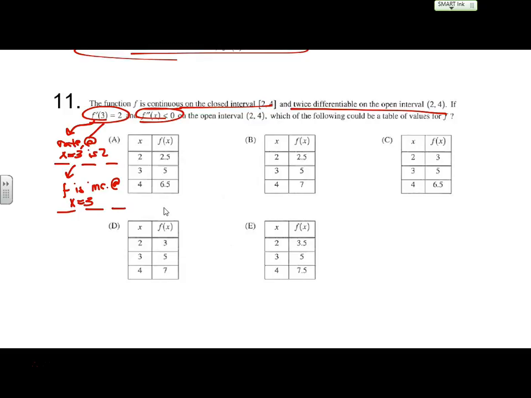What do we know from this F double prime? F is concave down, which means F prime is decreasing, or the rate is decreasing, right? And actually, it says on the interval, so it's not even just to x equals 3. Okay, so we know F is increasing. It's increasing at a slower and slower rate, and at 3, I need to somehow see a rate of 2. Does anybody see something that we could automatically cancel out?